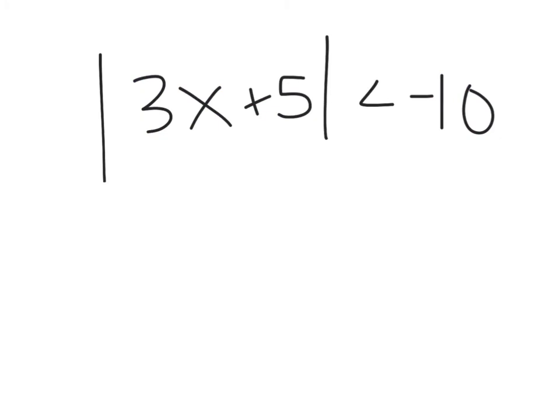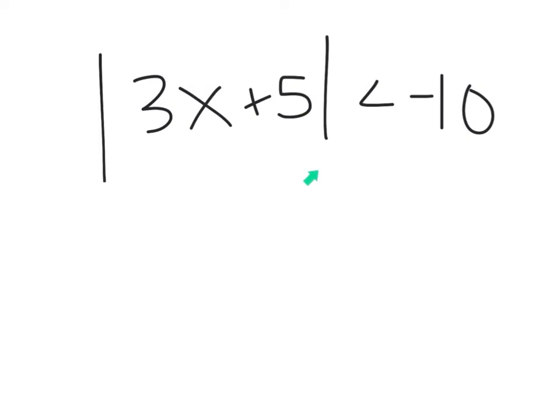All right, our third problem. Always start by being sure the absolute value is isolated. I don't see anything in front. I don't see anything after. That's good. On the right hand side, I see a negative. So I already know I can put my pencil down. I'm not going to solve this problem. My answer is either going to be no solution or all real numbers.